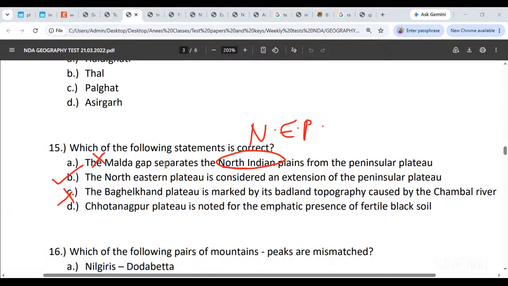Chotanagpur Plateau is noted for its emphatic presence of fertile black soil? No, Chotanagpur Plateau is known for coal and iron ore. We are looking at those things. Commercially mined minerals are found in the Chotanagpur Plateau, whereas fertile black soil should be found in the Malwa Plateau. So this is wrong. We'll just go with B. B is correct.